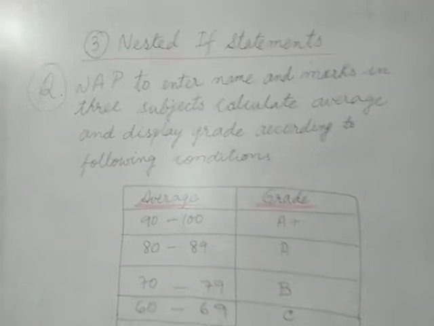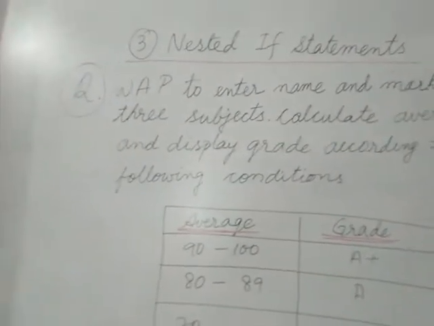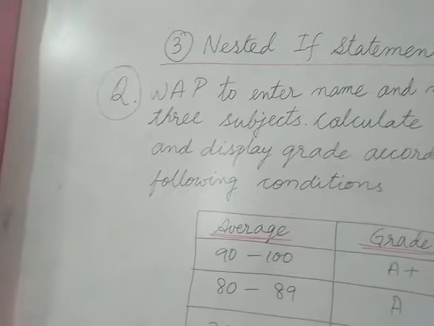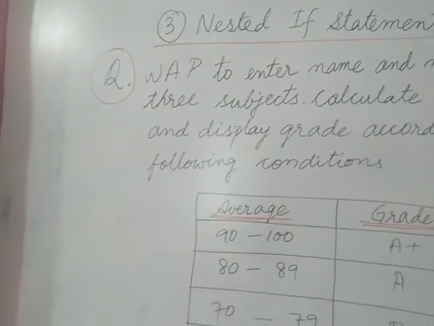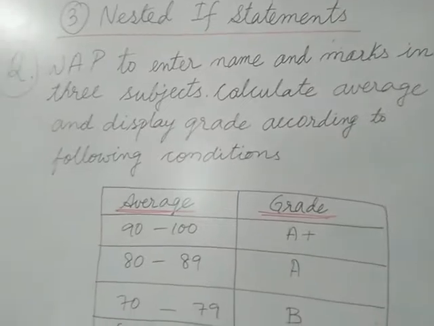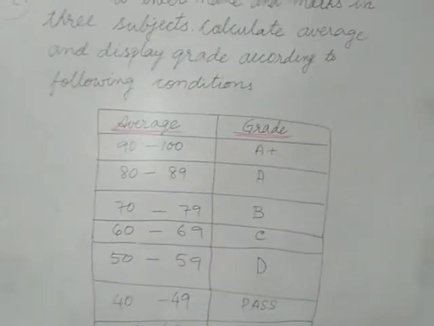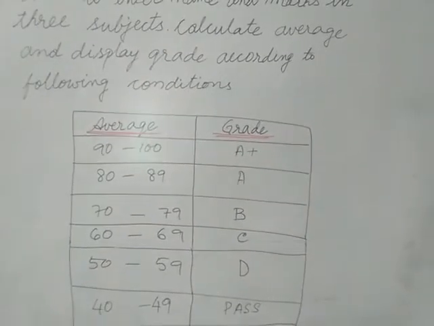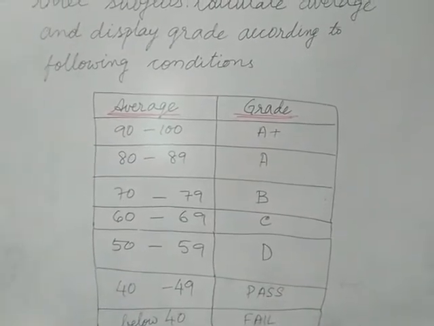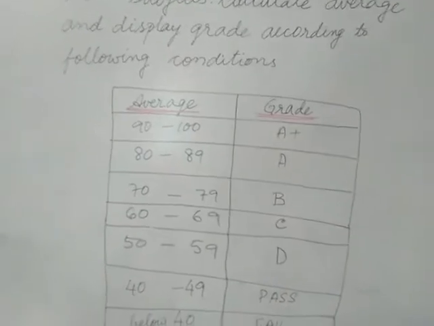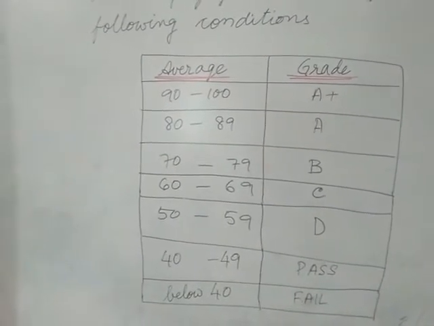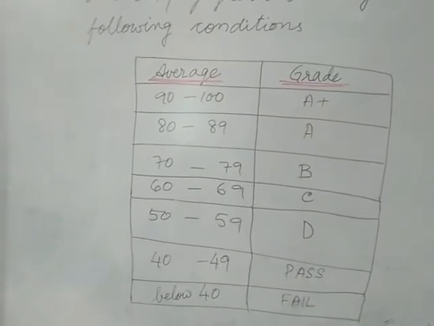Now, students, the third part, nested if statements. This nested if can be well explained with the help of a program only. Now listen to the question. Write a program to enter a name and marks in 3 subjects, calculate the average, and display the grade according to the following conditions. Now you see the table given below. We have the left column as average and the right column heading as grade. All of you see the table properly. We have A plus, A, B, C, D based upon the average range.